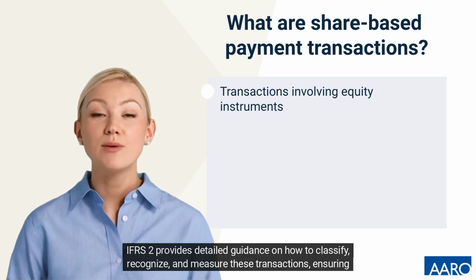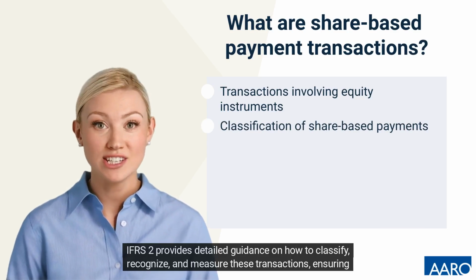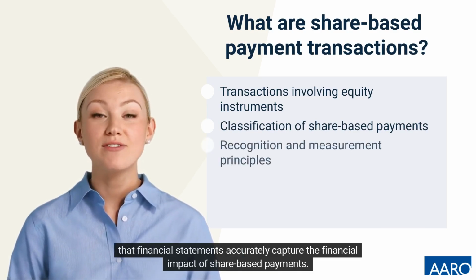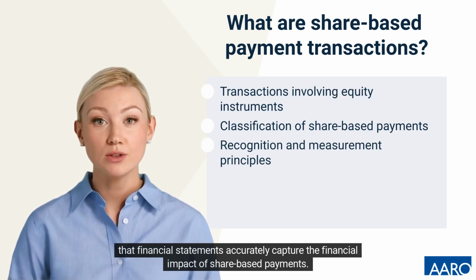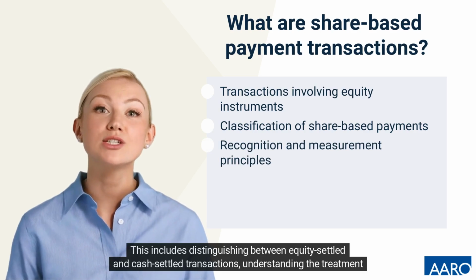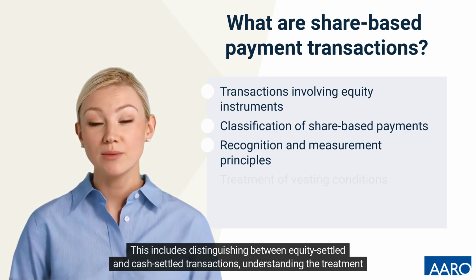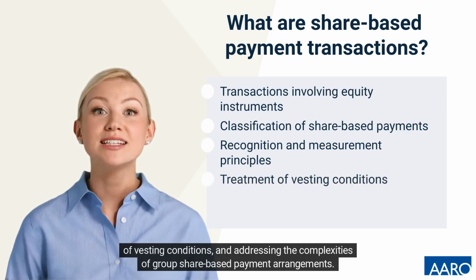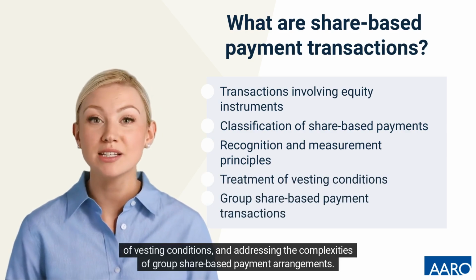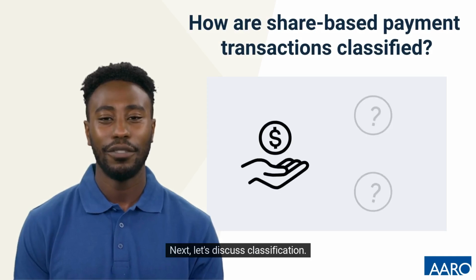IFRS 2 provides detailed guidance on how to classify, recognize, and measure these transactions, ensuring that financial statements accurately capture the financial impact of share-based payments. This includes distinguishing between equity-settled and cash-settled transactions, understanding the treatment of vesting conditions, and addressing the complexities of group share-based payment arrangements. Next, let's discuss classification.